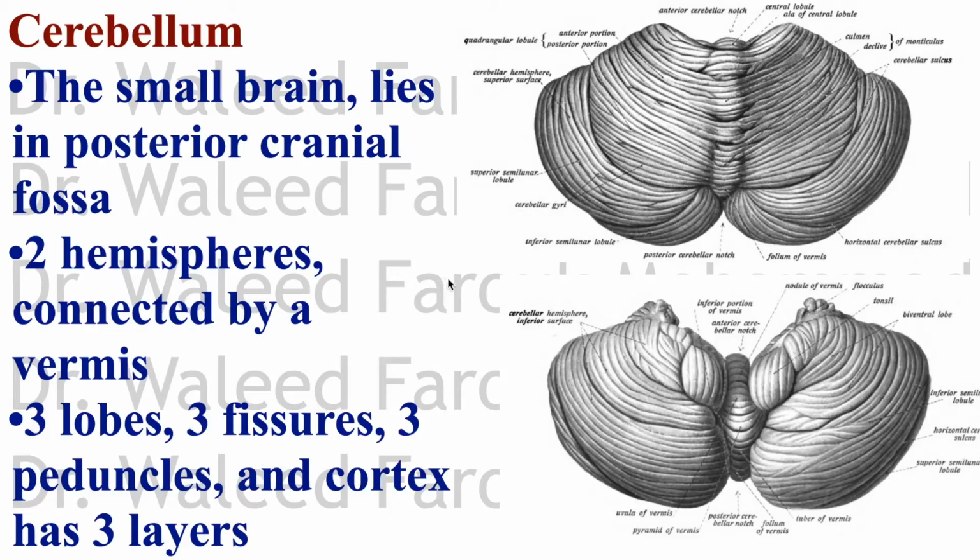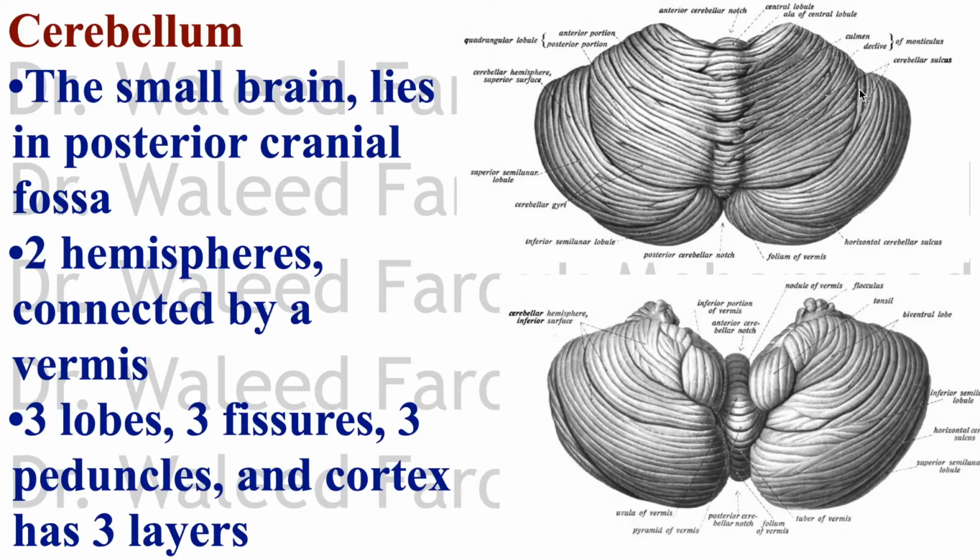Now for the cerebellum. The cerebellum is called the small brain and lies in the posterior cranial fossa, as we explained before, not the occipital lobe of the brain, but the cerebellum. It has two cerebellar hemispheres, and the middle part that connects them is called the vermis, which means worm-like. Composed mainly of three lobes and has three fissures.